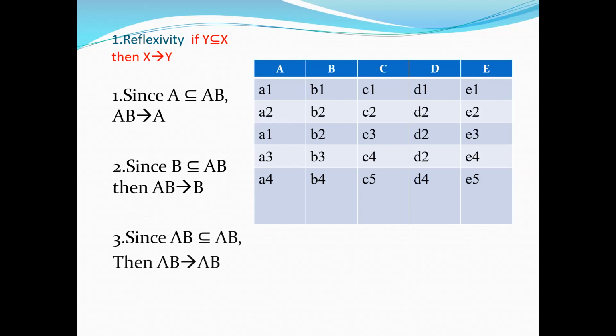Again, B is also a subset of AB, right? So AB can functionally determine B also. A1, B1 pair corresponds to B1, A2, B2 corresponds to B2 and so on. Similarly, AB itself is a subset of AB, so AB can functionally determine AB also. That is what the reflexivity rule says.